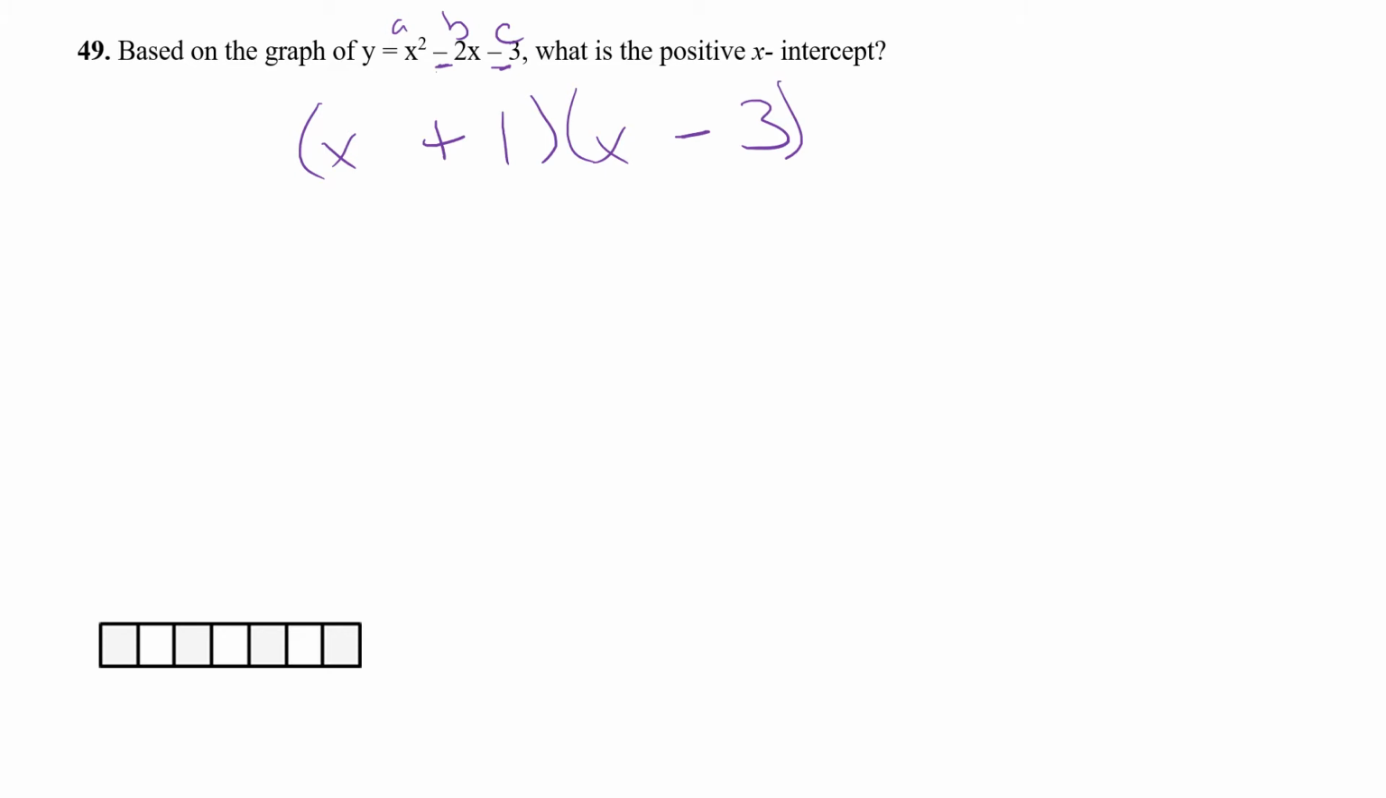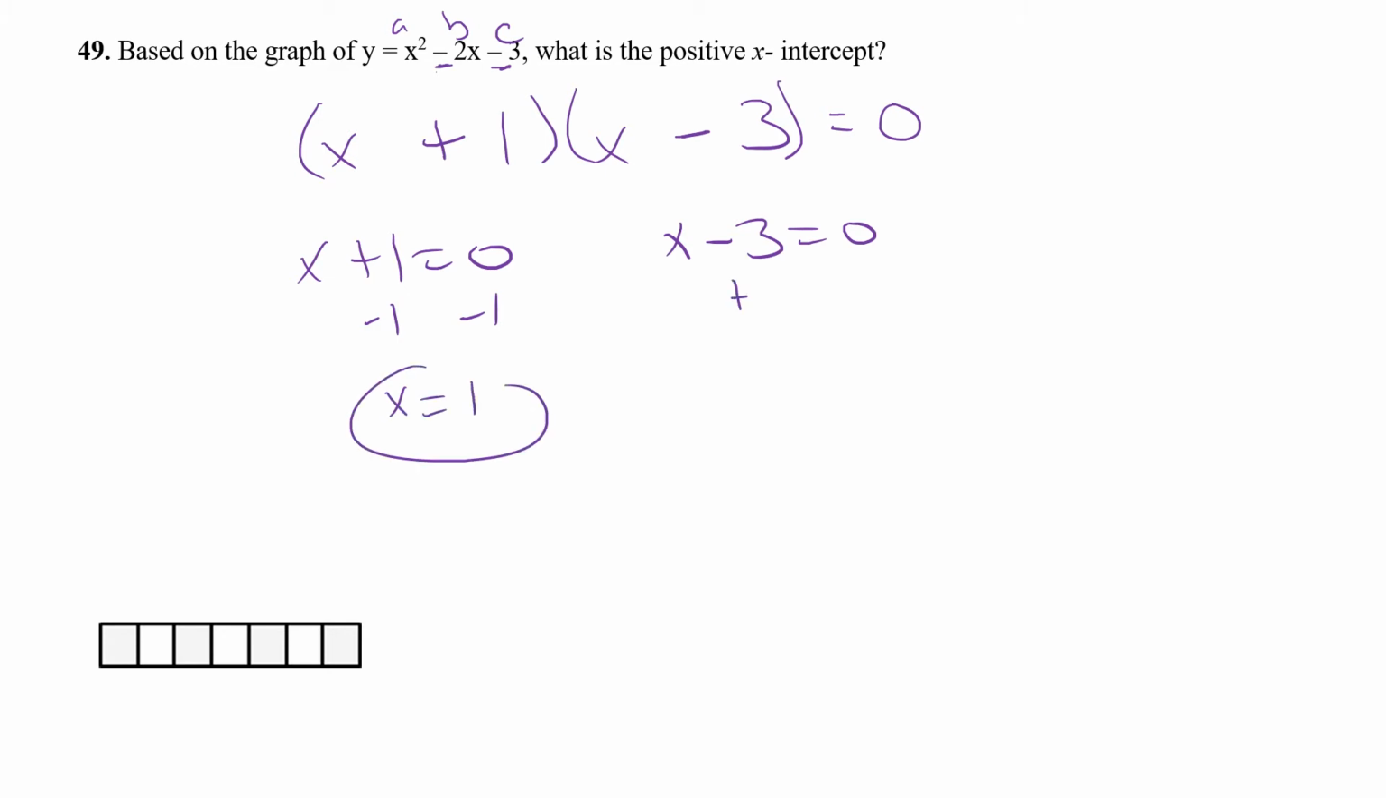All right. Now I could just set each one of these equal to 0 and solve. Subtract 1, so x is equal to -1, not 1. Add 3, x is equal to 3. So it says the positive x-intercept is 3.